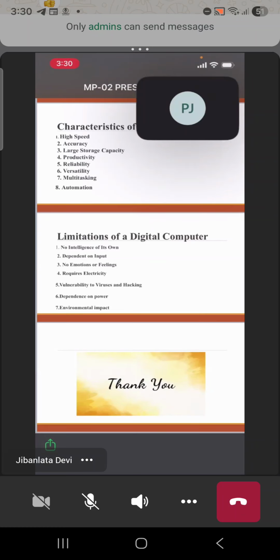Today we have discussed computers, what a digital computer is, the historical perspectives of computers, the components of computers, and the advantages, limitations, and characteristics of computers. I think you have understood that, and if you have any queries, you may proceed.